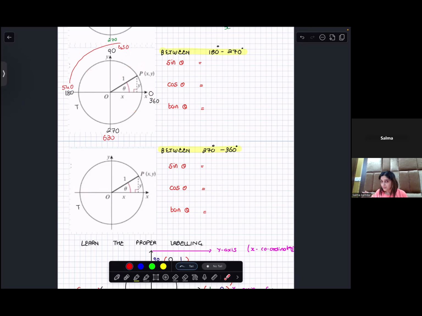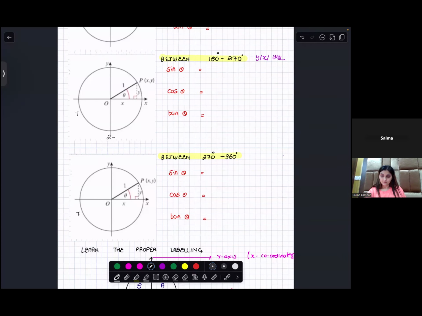So you can pause the video and try to find your theta between 180 to 270 degree. How would you plot the point? Between 270 to 360 degree, how would you plot the point? Now if I see the angle between 180 to 270 degree, this is going to be 0, 90, 180, and this is going to be 270. I want the angle between 180 to 270 degree.